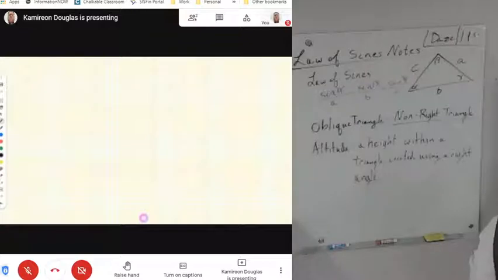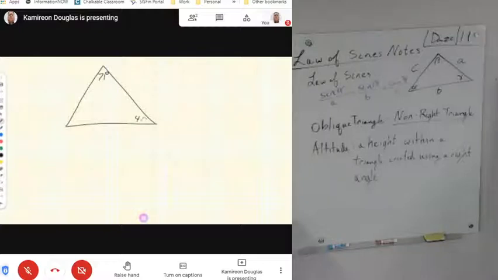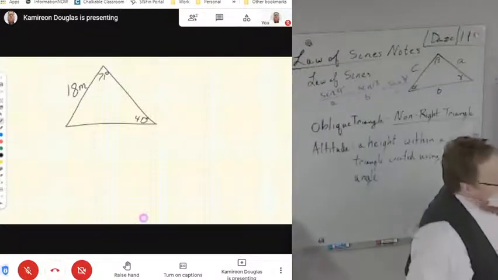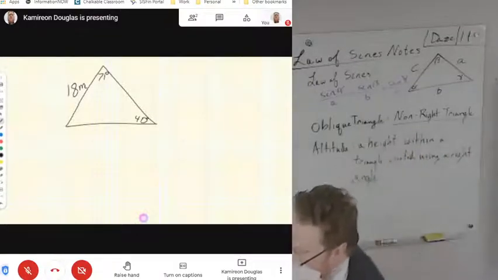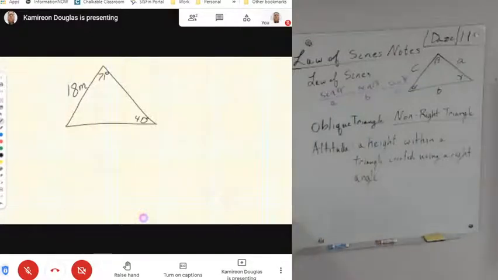Here we go. Last problem for the day. Here's my triangle. Let's make this 71 degrees. Let's make this 40 degrees. Let's make this 18 meters. Why not? Here's your problem. You have 5 minutes. Find all missing pieces of information. Find the missing angle. Find both missing sides. Go, go, go, go.